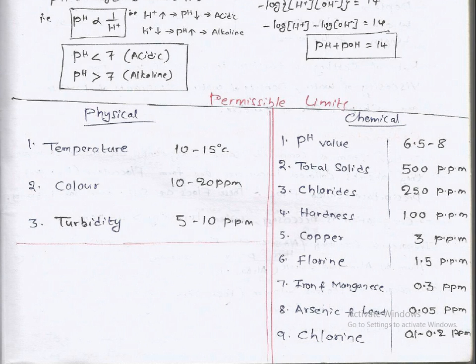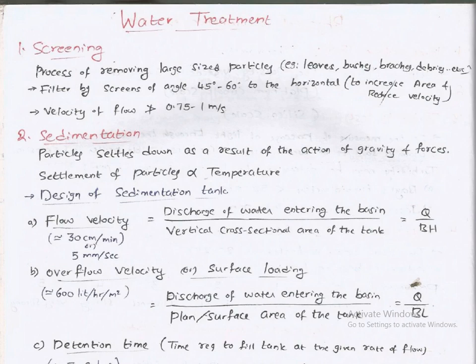Water treatment. Screening is the process of removing large-sized particles, for example leaves, bushes, branches, debris, etc. Screens are placed at an angle of 45 to 60 degrees to the horizontal to increase the area and reduce velocity. Velocity of flow should not be greater than 0.75 to 1 meter per second.